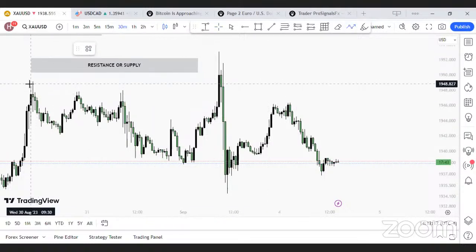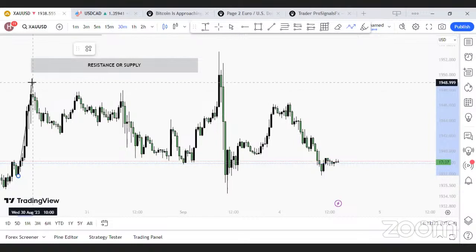Look at this market right now. It was actually coming up from this zone. Okay, it was coming up. It got to this point. What happened? It paused. Okay, it paused around this area.